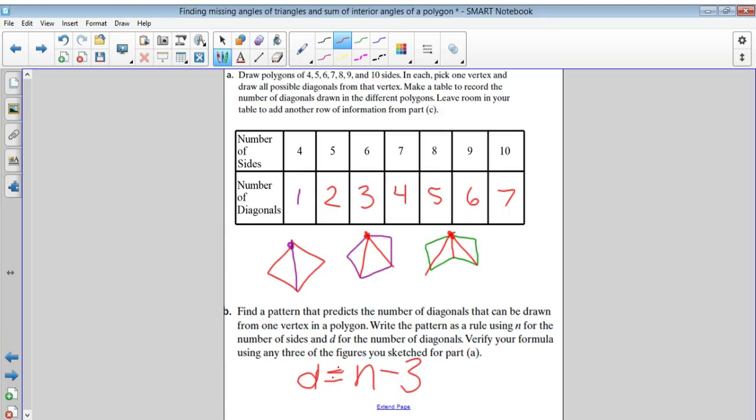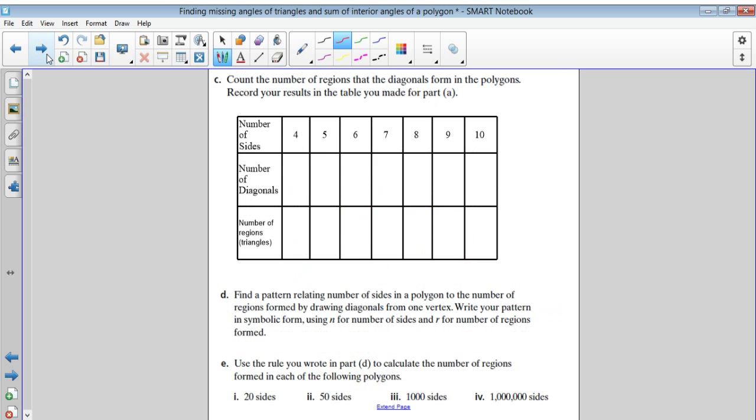Okay, so there we go. We've established the rule again, and notice this is actually an equation in slope-intercept form. We could graph this and have a table that would tell us the number of diagonals for any number of sides. And notice that the number of diagonals is dependent on the number of sides. So there's the collision of algebra and geometry again.